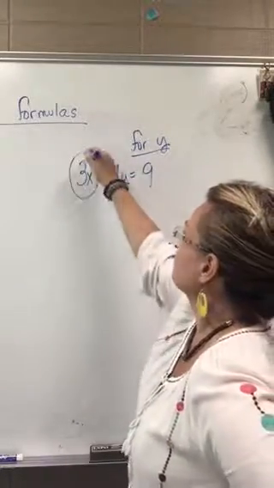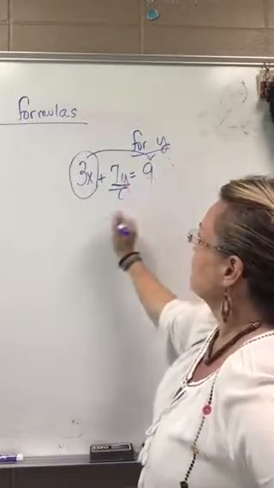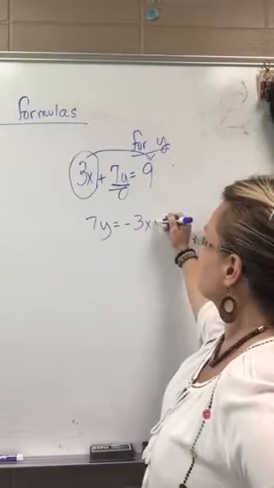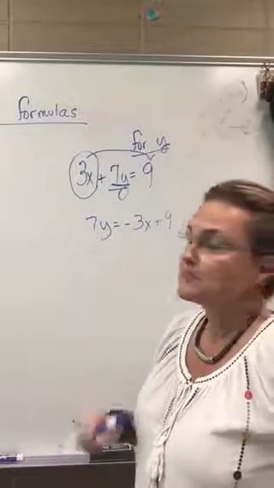So that's 3x, I'm going to move across the line. So positive 3x when moved over becomes a negative 3x. The 9 was already there, so bring it down, it's a positive 9. Doesn't matter which one's in front, by the way.